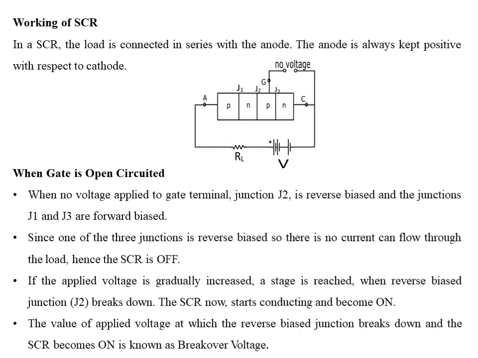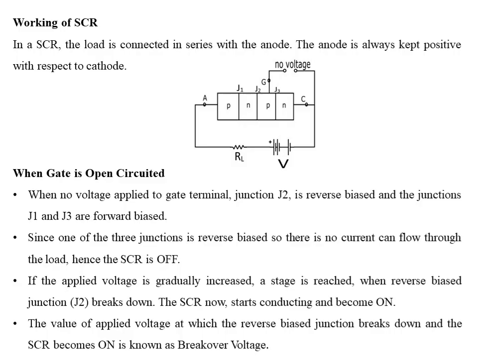Working of SCR. In an SCR, the load is connected in series with the anode. The anode is always kept positive with respect to the cathode. When the gate is open circuited, that is, when no voltage is applied to the gate terminal, junction J2 is reverse biased and the junctions J1 and J3 are forward biased.